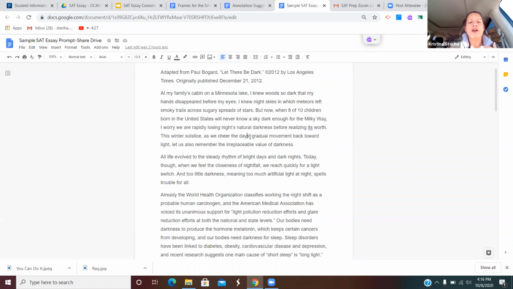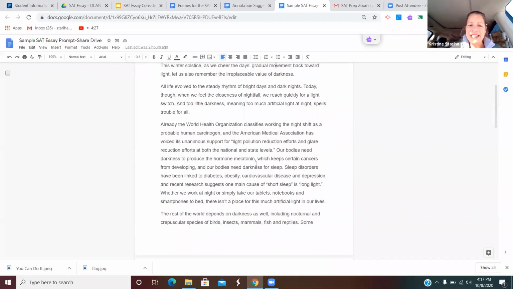He refers to a childhood that he got to experience where night skies showed meteors which left "smoky trails across sugary spreads of stars." So I would maybe quote that. That imagery emphasized the natural beauty of darkness, which he then contrasts with a current situation where 8 out of 10 children born in the United States will never know a sky dark enough for a Milky Way. The use of that technical evidence to, all right, and what I'm doing right now is talking aloud how I would write this. Basically, though, with the sequential organization frame, I talked about how Paul Bogard starts his arguments.